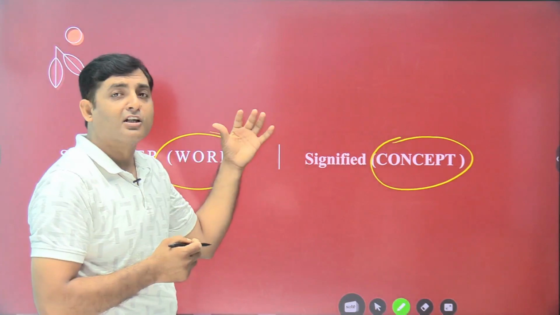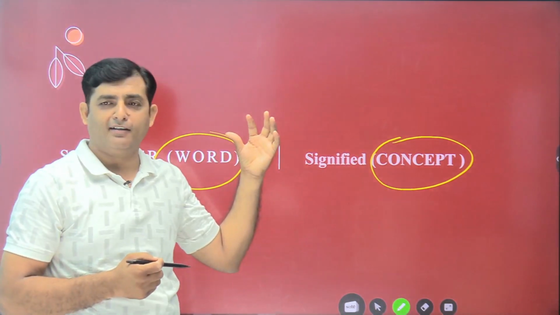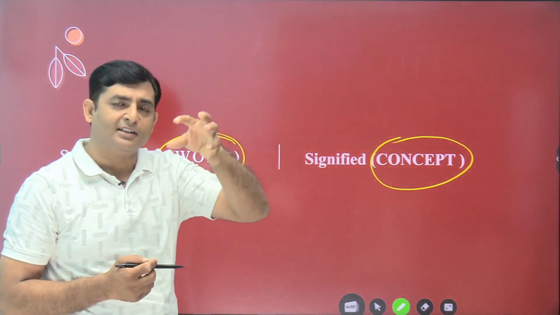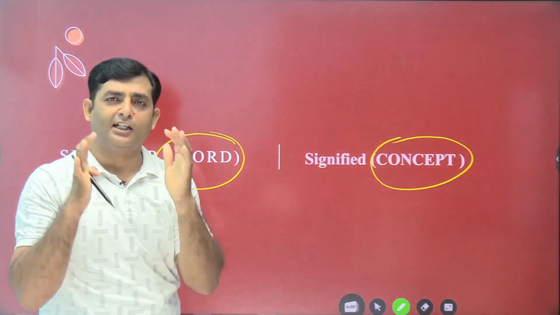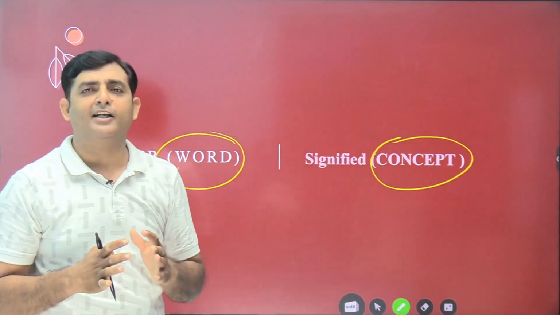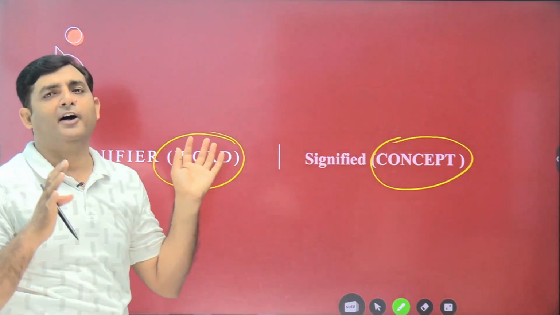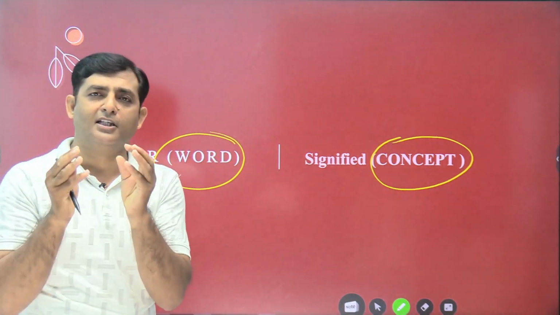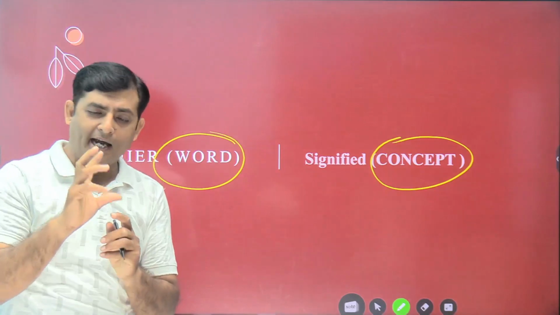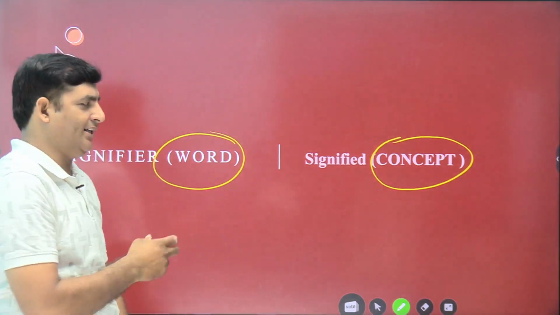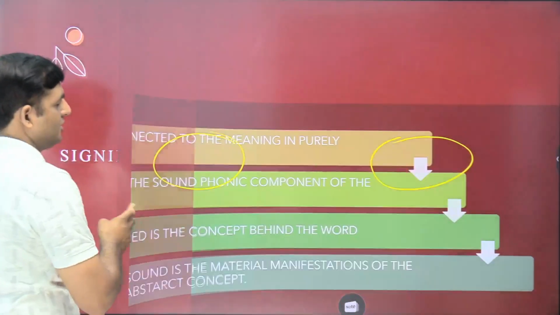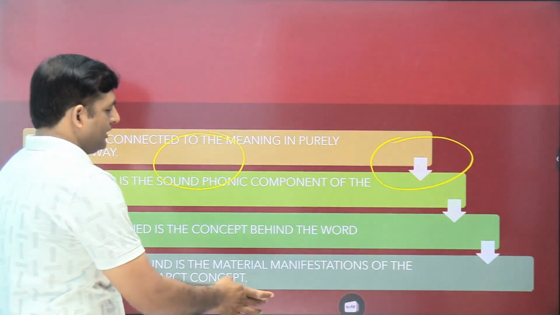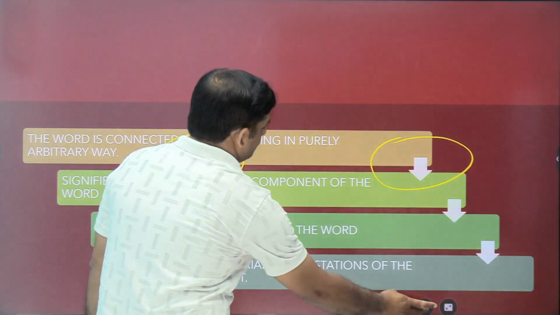This is your screen. This is signifier. Right? And the meaning that you understand is signified. Signified is the concept, and signifier is the word, the symbol. Sign, signifier, signified. This is the concept of Mr. Ferdinand de Saussure.